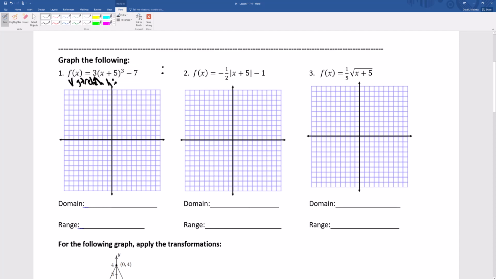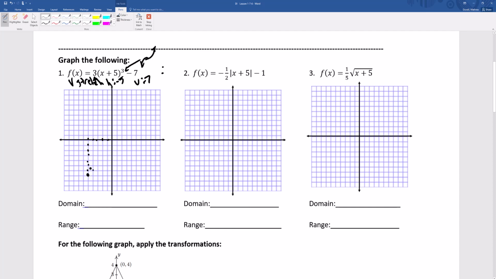We have a horizontal shift of -5 and a vertical shift of 7, and that's the shape. So move it over -5: 1, 2, 3, 4, 5, and then down 7: 1, 2, 3, 4, 5, 6, 7.